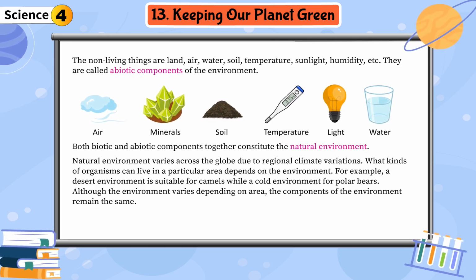Natural environment varies across the globe due to regional climate variations. What kinds of organisms can live in a particular area depends on the environment. For example, a desert environment is suitable for camels while a cold environment for polar bears. Although the environment varies depending on area, the components of the environment remain the same.